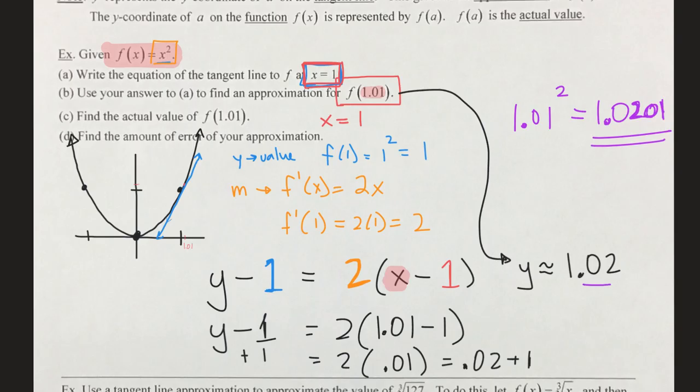Well, I have 2 decimal places, so what is the error? The error is the actual value of 1.0201 minus my approximate value, which is 0.0001, right? 1/10,000th is my error. So in other words, that's pretty close for this approximation using our tangent line rather than my direct calculation using a calculator.